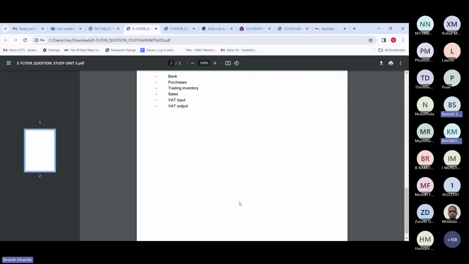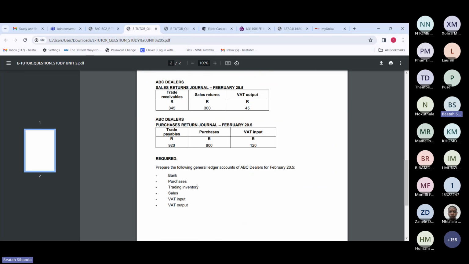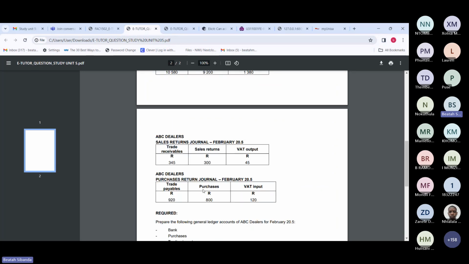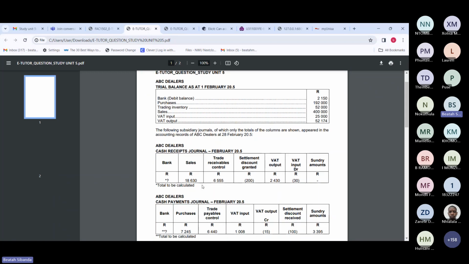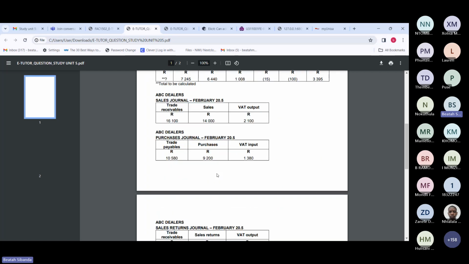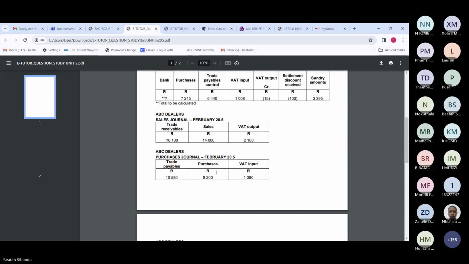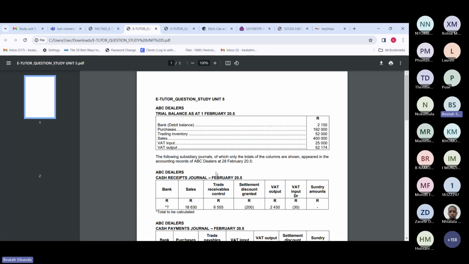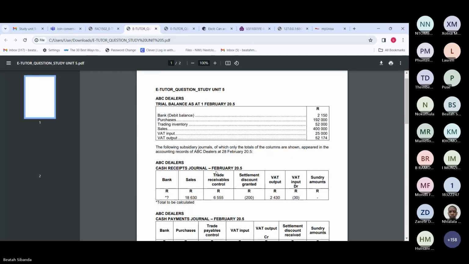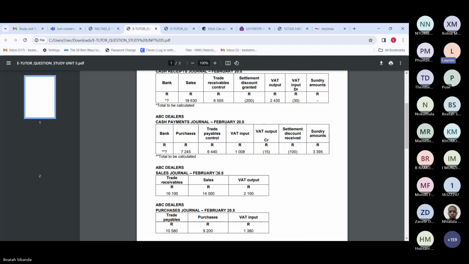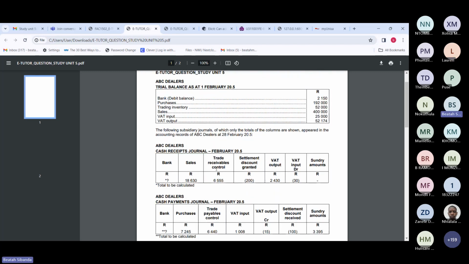Okay, so the next account that we needed to do was the trading inventory. So the trading inventory is talking to your inventory balance. In the trial balance, we had an opening balance of 52,000. Now, if we look at these transactions, do we have anything that affects our inventory? Do we have anything that affects our trading inventory? It's only on the trial balance, but not in the journals.